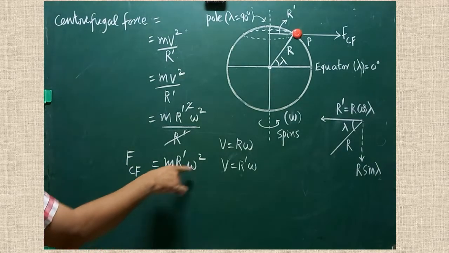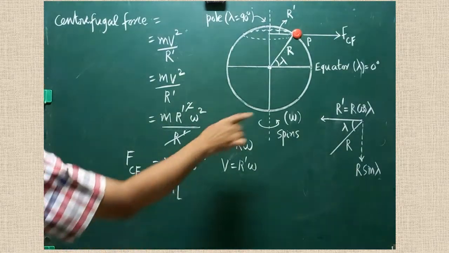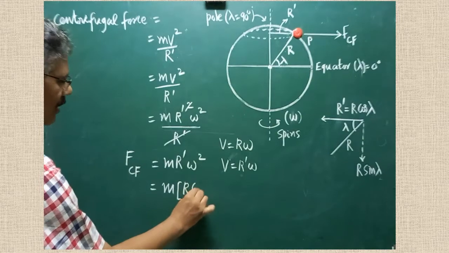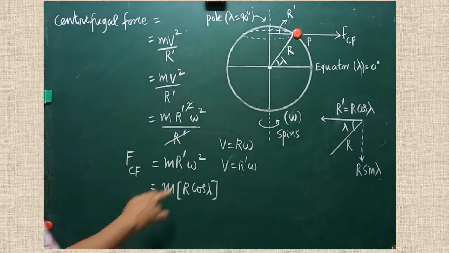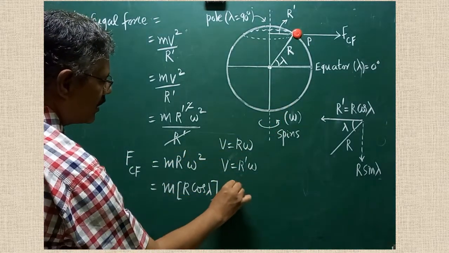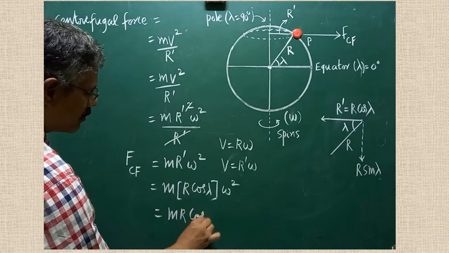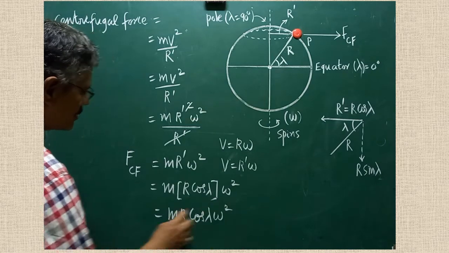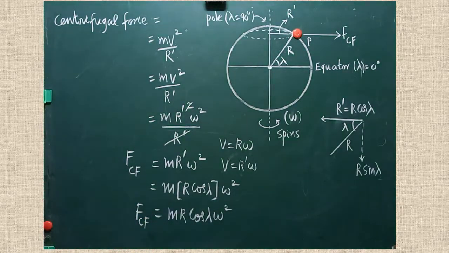Already we know the expression for r dash, already it is calculated. Instead of r dash, we can write r cos lambda. Omega square can be written. m r cos lambda omega square. So, this is the expression to calculate the centrifugal force which is acting in this direction. Understood? So, up to this I have written.